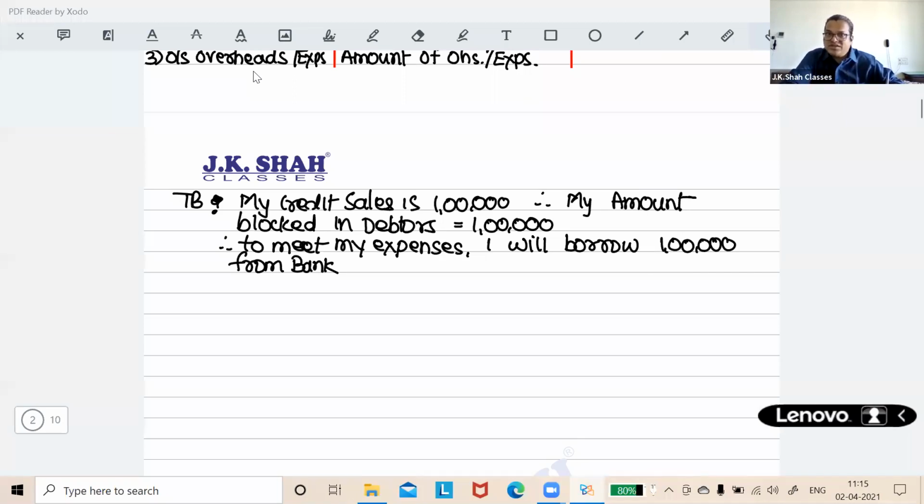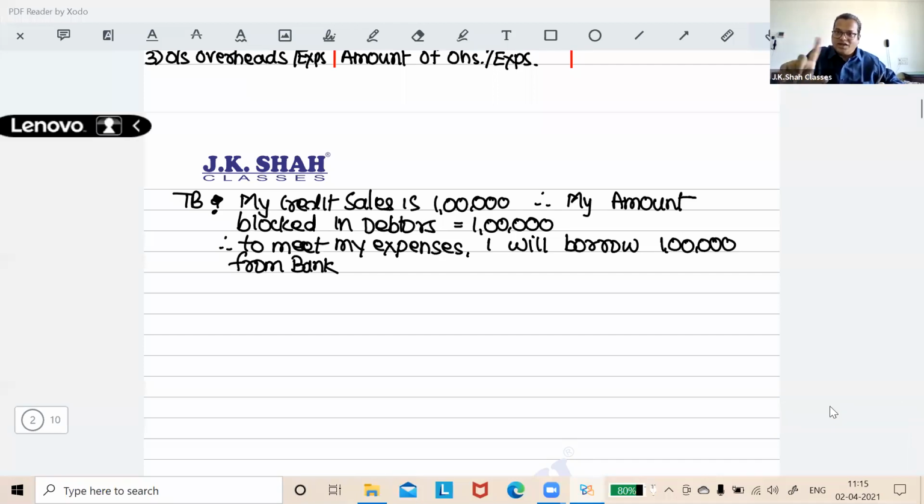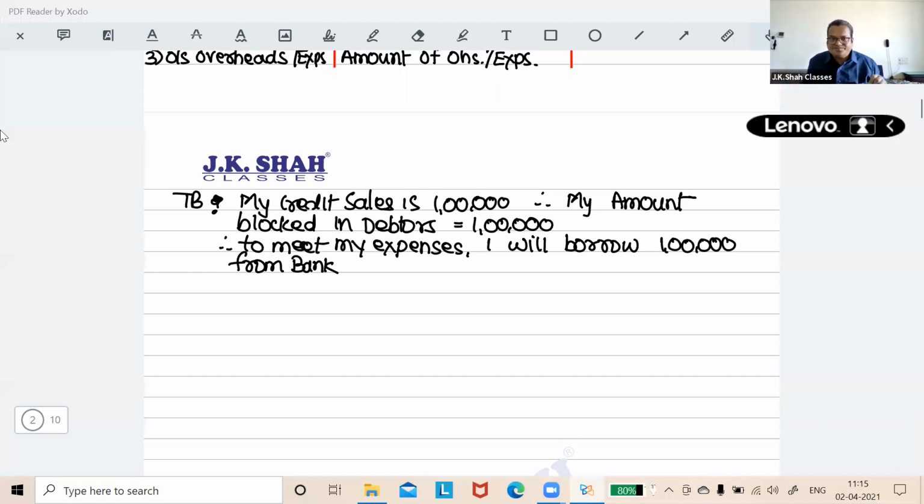TB is the total basis, CC is the cash cost. I hope you're clear with this. TB is total basis, CC is cash cost. So this is the viewpoint of the total basis fellow. He says, my credit sale is 1 lakh, so my amount blocked in debtors is 1 lakh. So to meet my expenses, I will borrow 1 lakh from the bank.